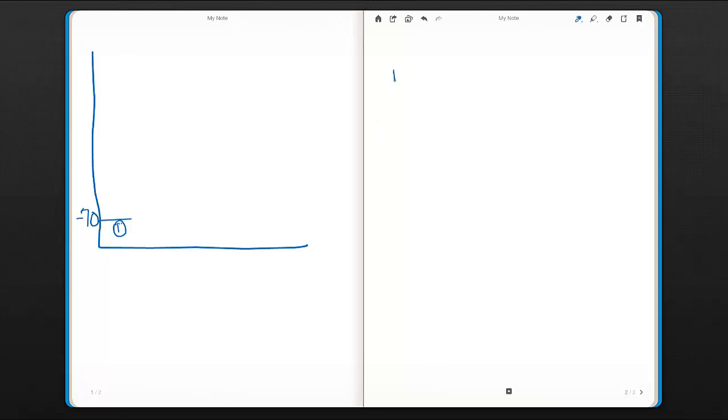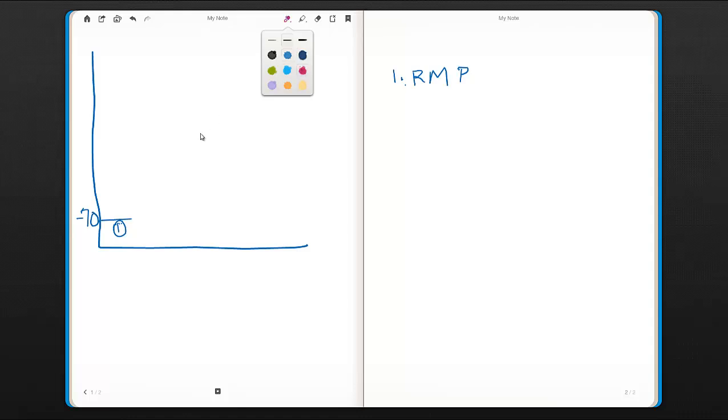And on this side of the screen, I'm going to put what happens at number 1. And so we're just going to put that it's simply the RMP, the resting membrane potential. Then what we're going to see is that we will start our stimulus, right? And we'll start rising.